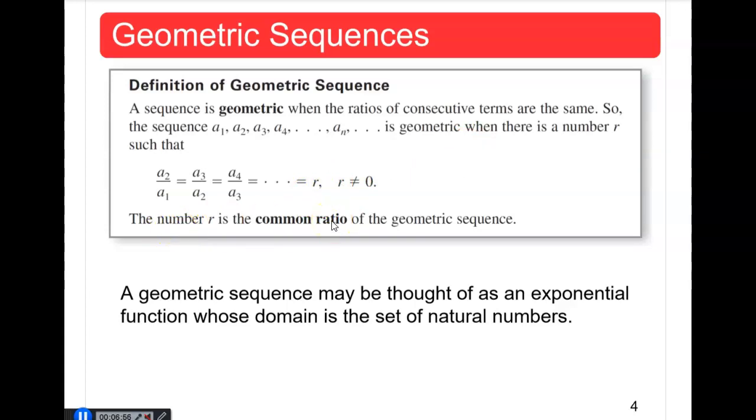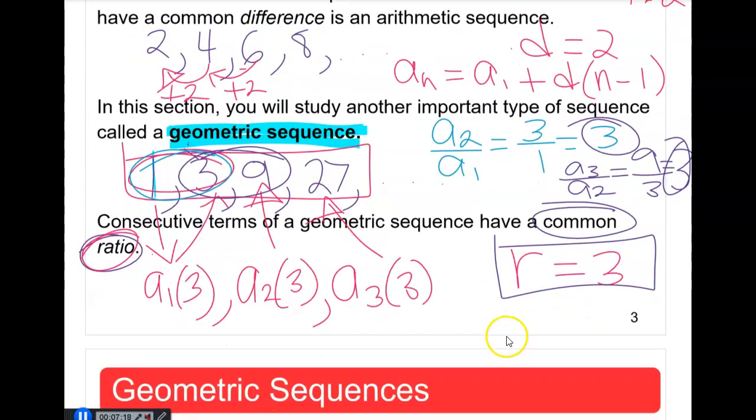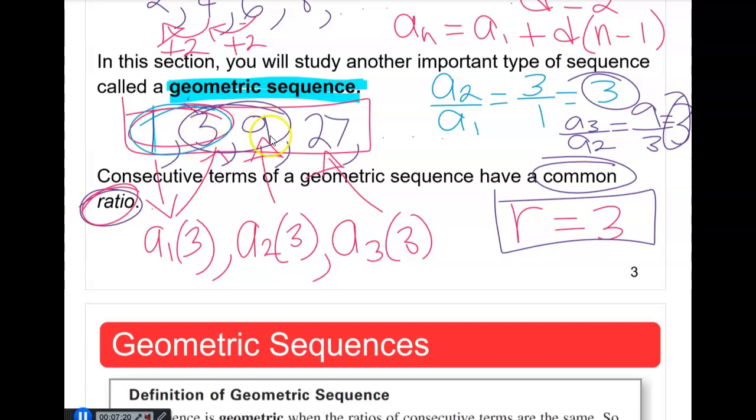So the number r is the common ratio, and a geometric sequence may be thought of as an exponential function whose domain is the set of natural numbers. And yes, actually it is, because you are multiplying everything by the same number. For example, the one that I gave you here, the 1, 3, 9, and 27, also happens to be an exponential function if the base was 3. So 3 to the first power, that's a sub 1.